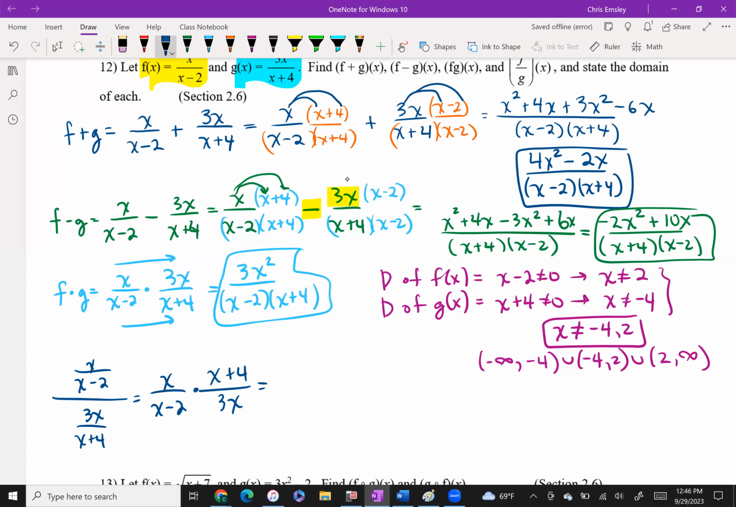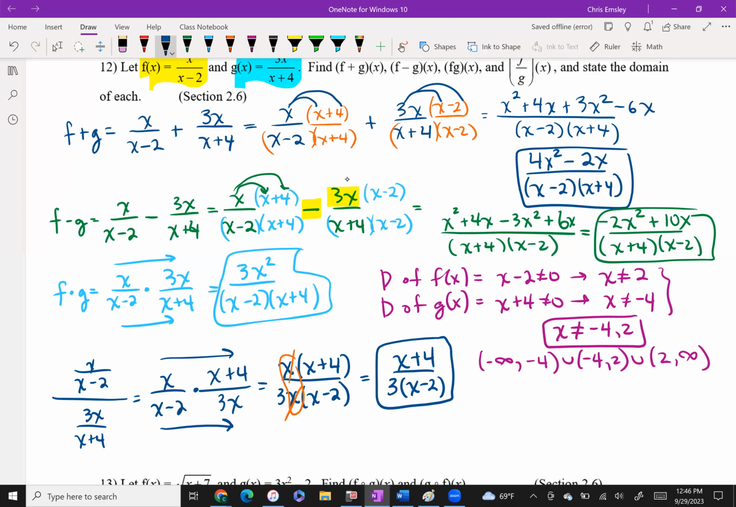And again, multiplication, we multiply across the top and across the bottom. This time I would not distribute because we want to simplify. And in order to simplify, we need the top and the bottom to be factored. And so when I write it like this in its factored form, I can see right away that these x's are common to the top and the bottom, so I can cancel those. And there's my simplified answer for the quotient.